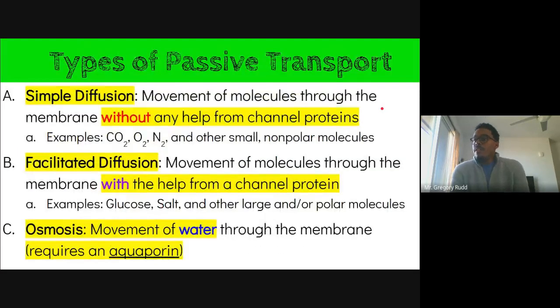There are different types of passive transport as well. For example, there is simple diffusion. Simple diffusion allows molecules to move without any help. So these would be the smallest molecules, carbon dioxide, oxygen, nitrogen. These are really small nonpolar molecules. Keep in mind, though, all three of these types of passive transport can happen without any additional input of energy. Passive transport does not require cellular energy. Keep that in mind.